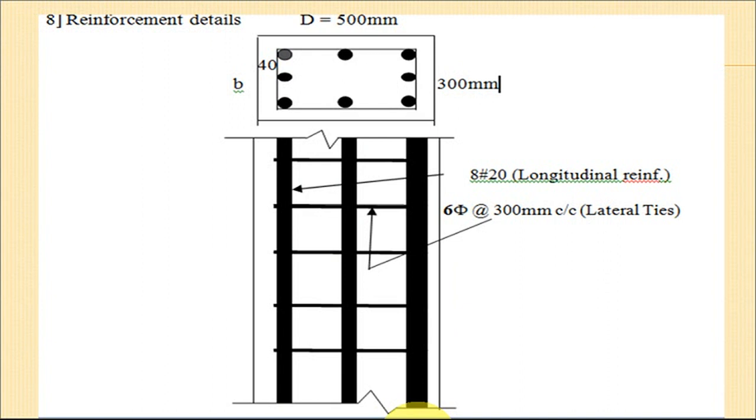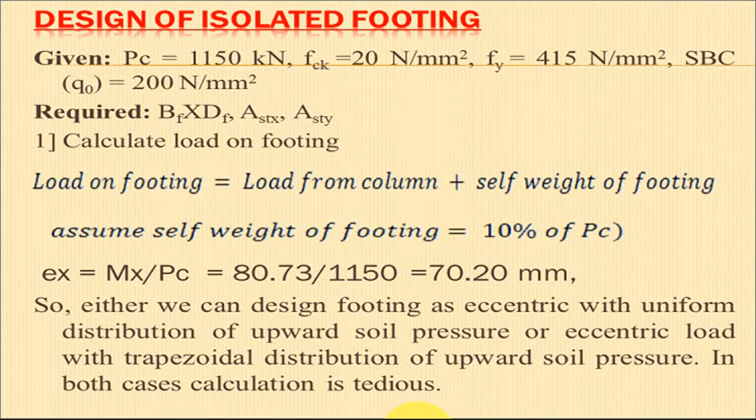Once we have designed the column using the charts of SP16, we can design the isolated footing. Now for the isolated footing, the load on the column below the plinth level is 1147.50. Here we have rounded up to 1150, and fck is equal to 20, fy is equal to 415, and safe bearing capacity is given as 200 kilonewton per meter square. So we require the cross section of the footing, depth of the footing, and then Astx and Asty. Now calculate the load on the footing.